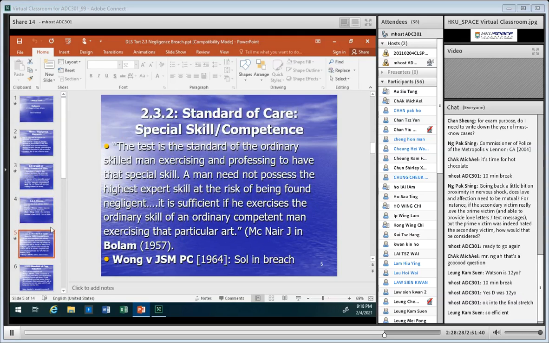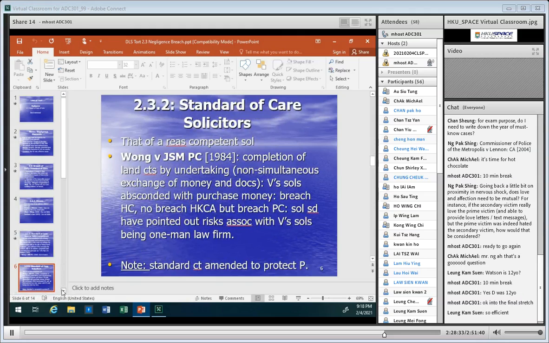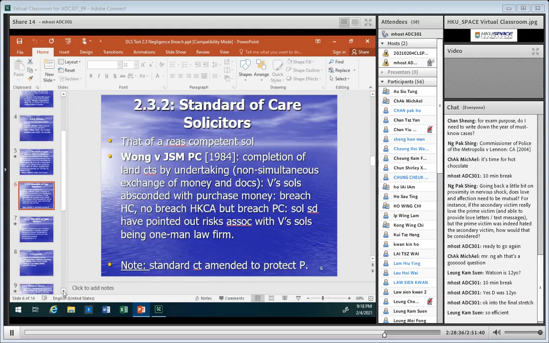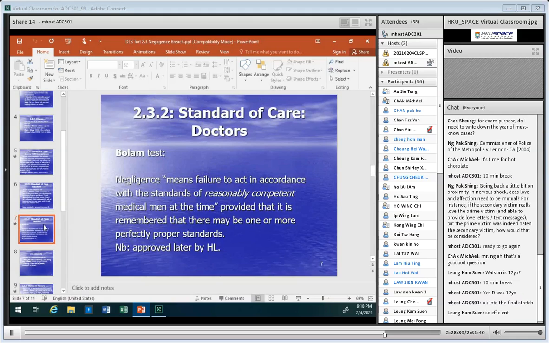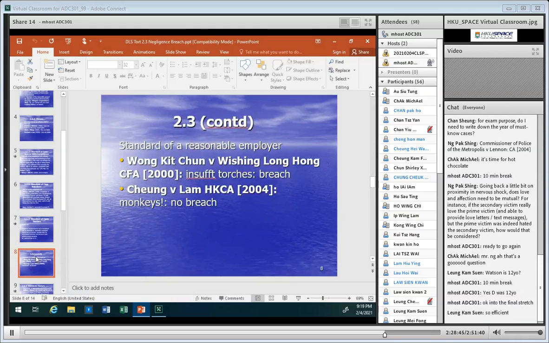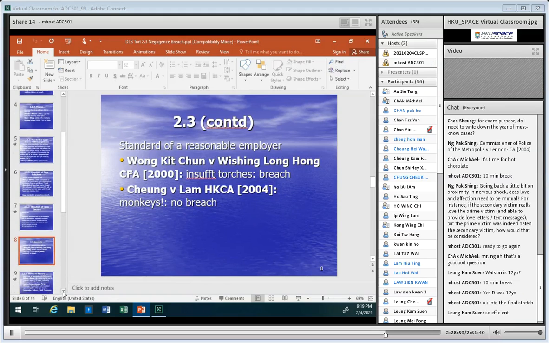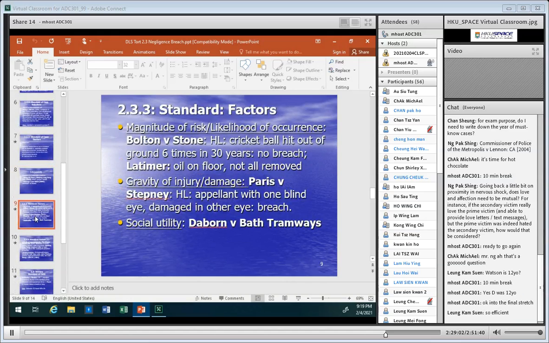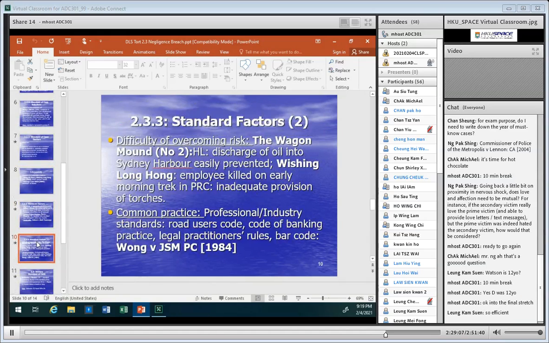And then for professionals, well, we'll have to look at industry standards to decide, okay? And the standard of care for solicitors, well, there you are, got that there. And then for doctors, it's the Bolam test. Again, it depends on the professional evidence, expert evidence produced. An employer, though, the standard of care for an employer is that of a reasonable employer. So in Wong Lung Hong, a reasonable employer would have provided sufficient torches to people in that situation. And then the court will look at other factors because you're trying to decide what is reasonable in the circumstances.